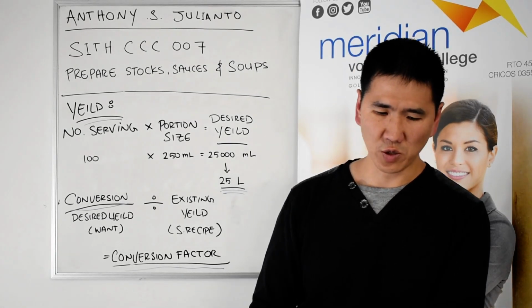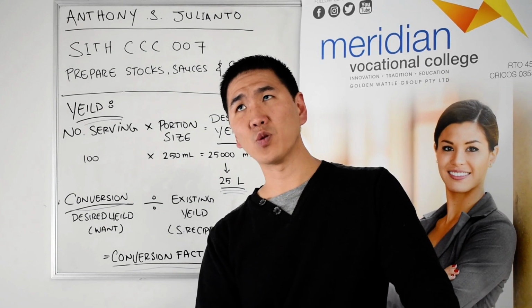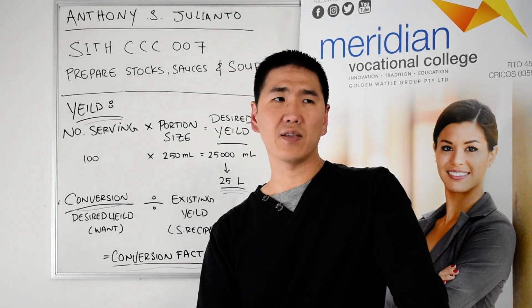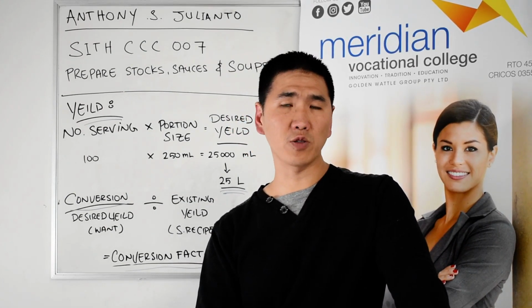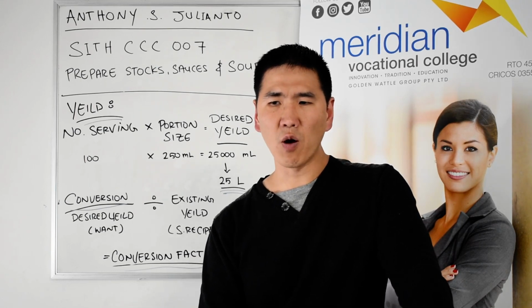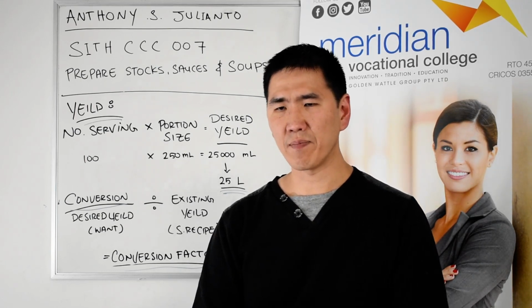So then we talk about sauces. Sauces come in different categories also. We have the emulsion sauces, and then we have the hot sauces and cold sauces. So emulsion sauces are things like mayonnaise, for example.